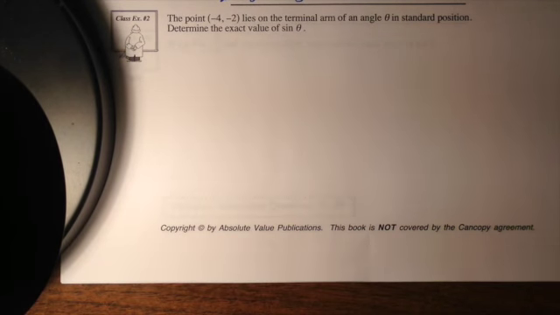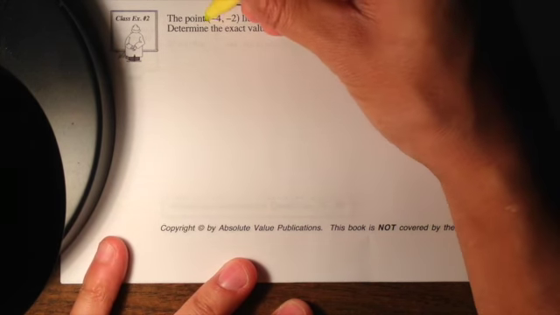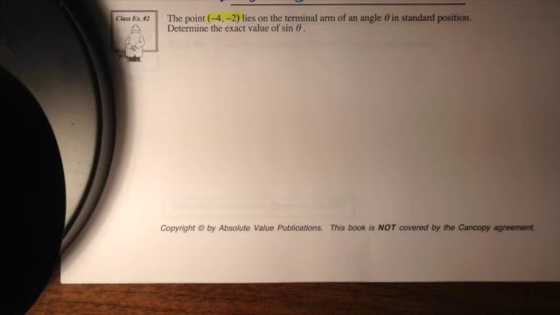Next question, I have the point -4 and -2, which lies on the terminal arm of angle theta in standard position. Determine the exact value of sine theta. So I'm just going to highlight the information that I have. I know that I have the point -4 and 2.